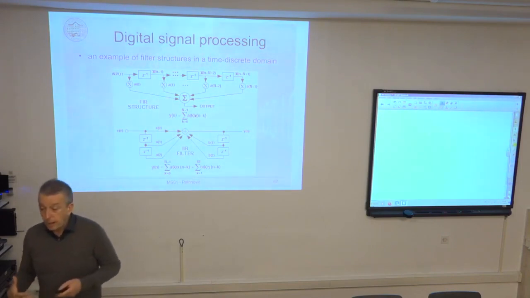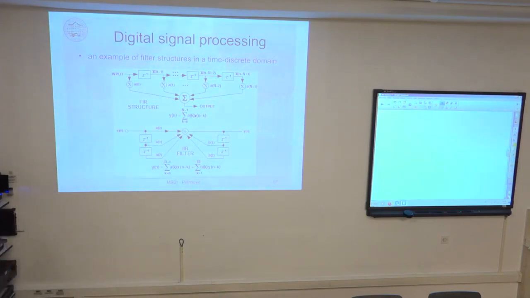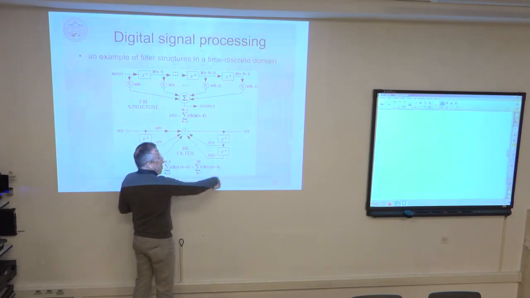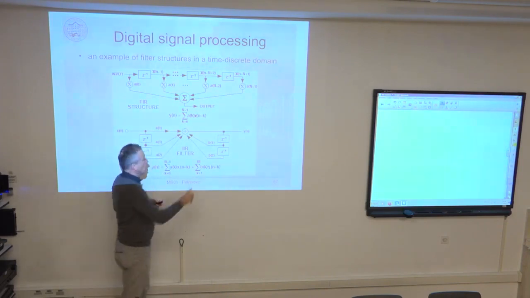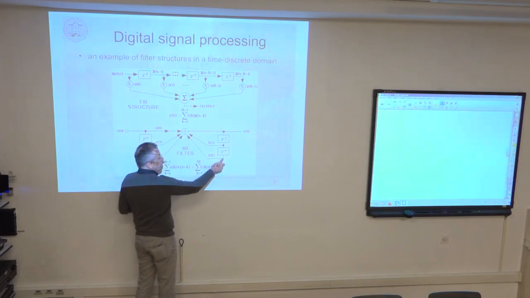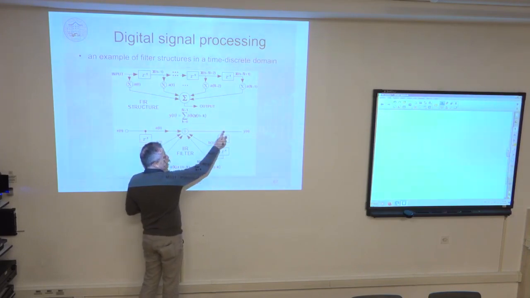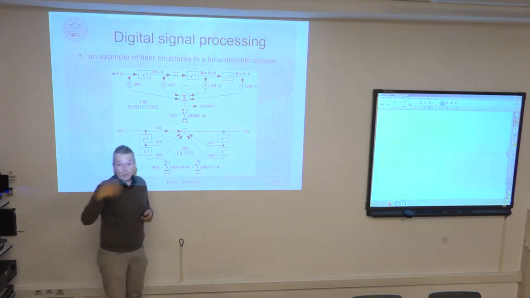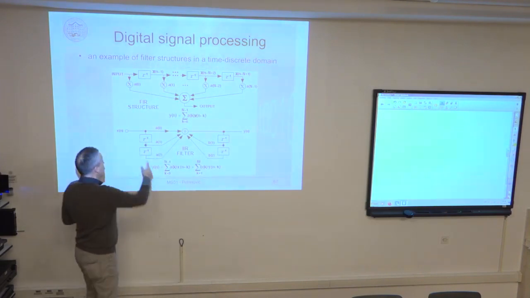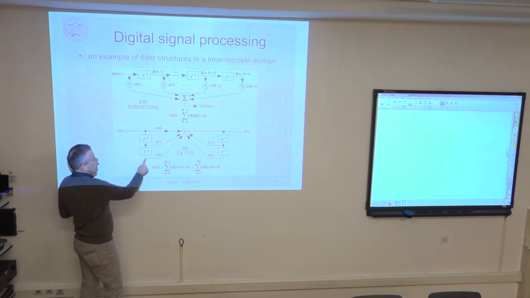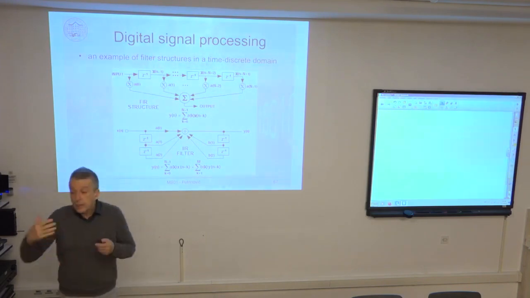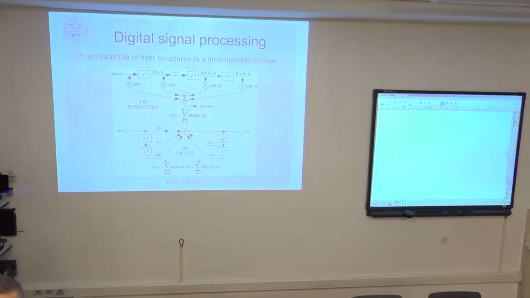And after we compute this y of n, we have to update the state buffers. What update means is that this value is not needed anymore, so it is thrown into the trash. We don't need it anymore. This value is transferred to this state, and this value is transferred to this state as a preparation for the next time step. The same here. This value is transferred to this position, and this value is transferred to this position. And now the filter is ready to take a new value, x of n, from the input, and it can compute a new output value, y of n.